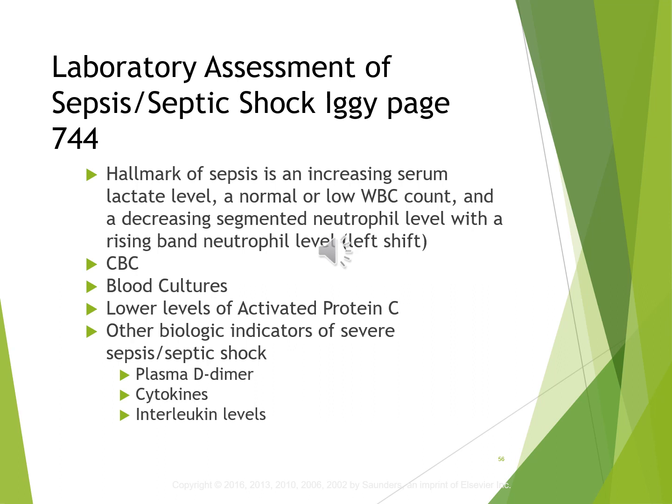Sometimes they call that. Other biological indicators of severe sepsis or septic shock are things like a plasma D-dimer, and that's oftentimes looking at DIC when they're doing that. Same thing with cytokines and interleukin levels. So that may be some other lab that they do. What I'm more interested in is that you understand that the 1 hour care bundle talks about the lactate or lactic acid level and the CBC. But do know that they will probably do some of these others if they're worried about severe sepsis or septic shock, with the D-dimer and stuff like that, to make sure they're not already in DIC.